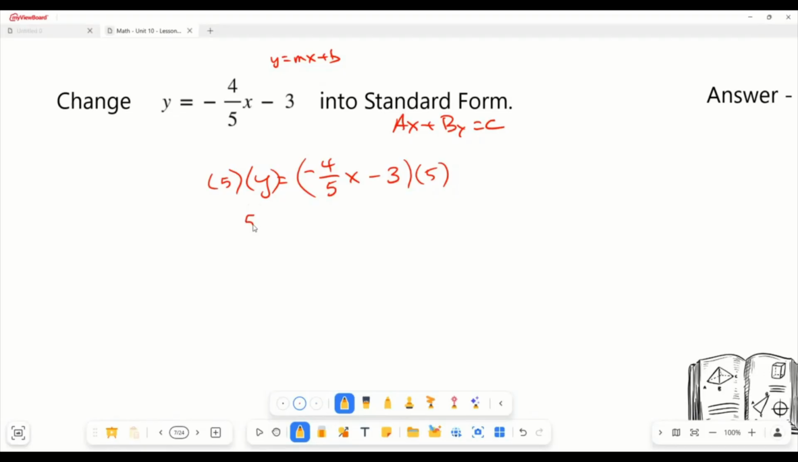Over here we get 5y. Over here, well, let me write it the way it is there.